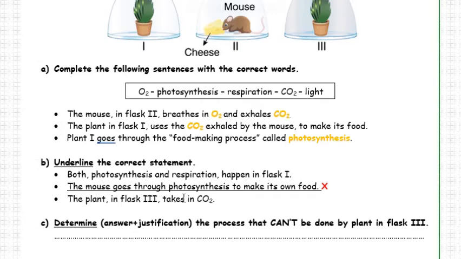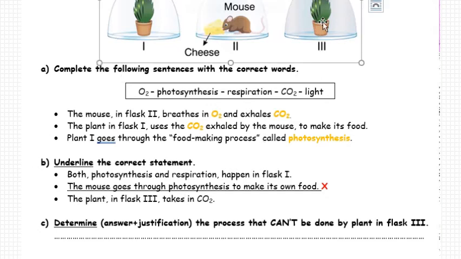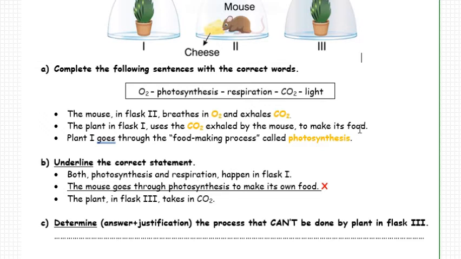The plant in flask 3 takes in oxygen. Actually, this plant is in the dark. It's not absorbing carbon dioxide because it's not going through photosynthesis, because photosynthesis needs sunlight.